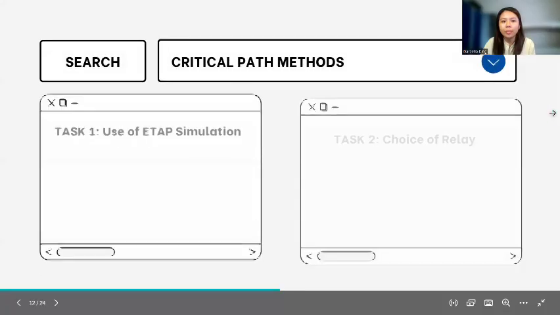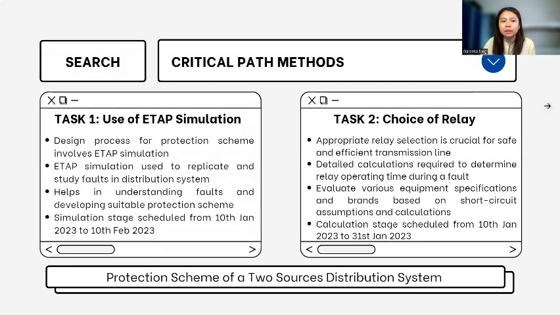Next, for the critical path method, there are 5 tasks. Task 1 is use of ETAP simulation. The design process for the protection scheme involves ETAP simulation, which is used to replicate and study faults in the distribution system, which we apply at bus bar 3. They help in understanding and developing a suitable protection scheme, and the simulation stage is scheduled from 10th of January until 10th of February, which is 32 days.